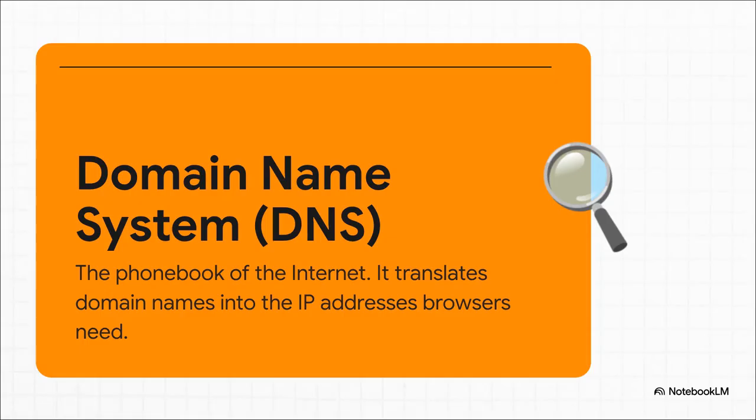Yeah, this whole phone book idea is just perfect. I mean, think about it. You know your friend's name, but you probably have no idea what their actual phone number is, right? You just look them up in your contacts. DNS is exactly like that, but for the entire internet. It looks up the name you give it and finds the specific number, the IP address, that your computer needs to actually connect. It's the essential translator between our world and the machine's world.